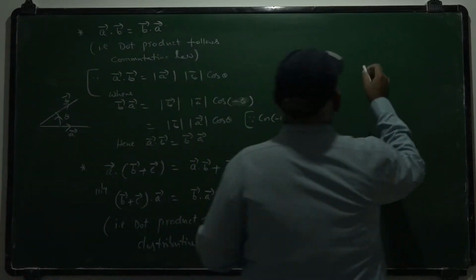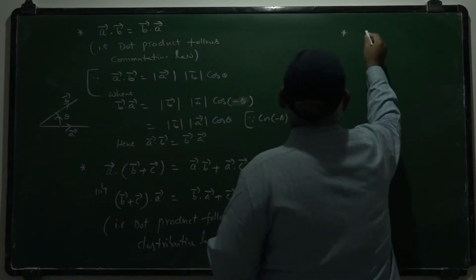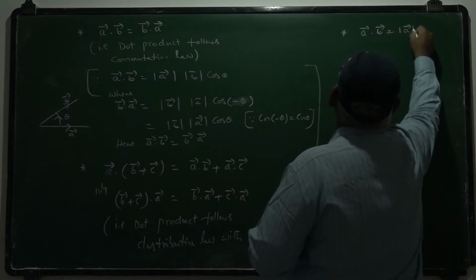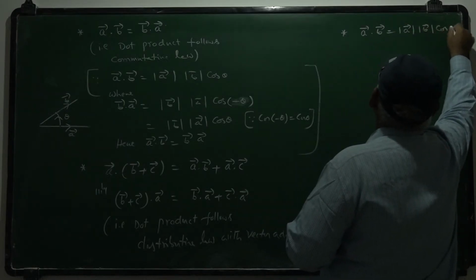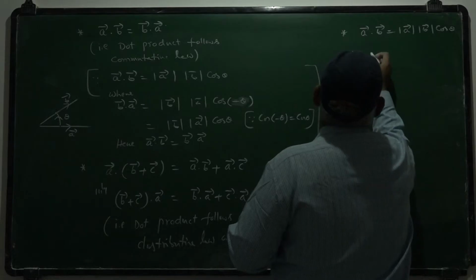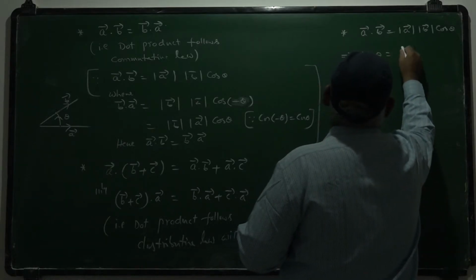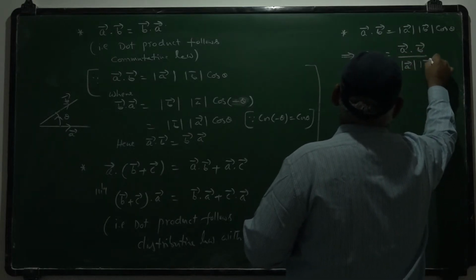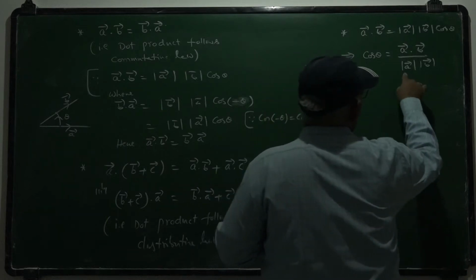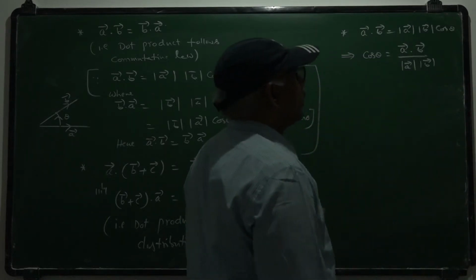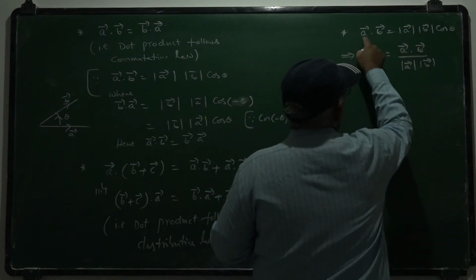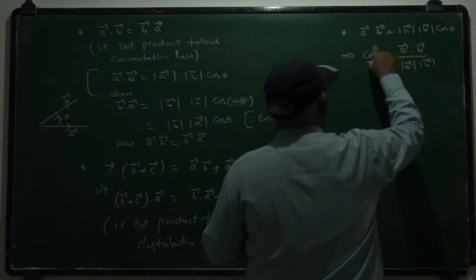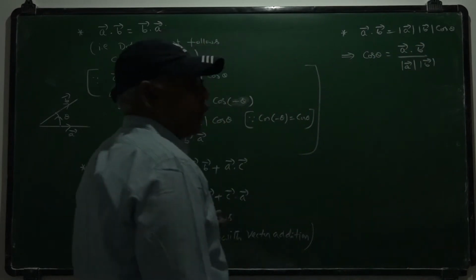Next point. A bar dot B bar is mod A bar mod B bar cos theta, which implies cos theta is A bar dot B bar by modulus of A bar modulus of B bar. Because modulus of A bar and modulus of B bar are scalars, you can take them to this side. So A dot B gives us a scalar, which is equivalent to the cosine of the angle between A and B.